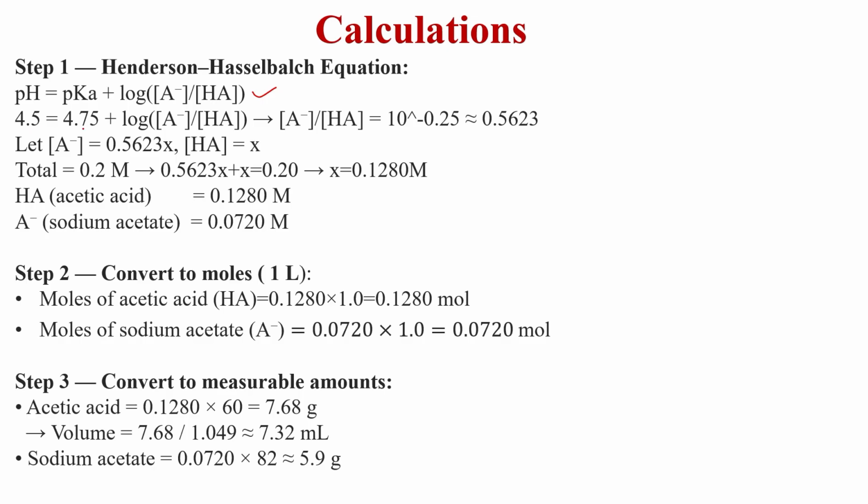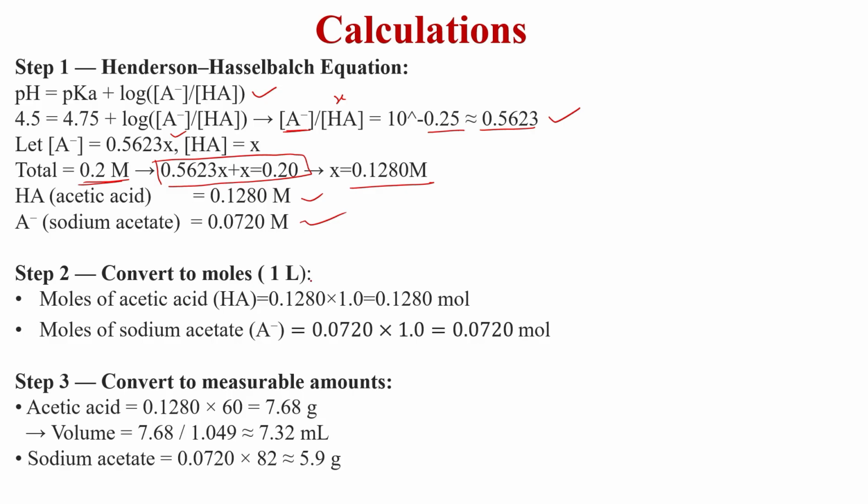4.5 is pH, 4.75 is pKa. So if we subtract it, it will be minus 0.25, and the salt by acid concentration will be 10 power minus 0.25, which is equal to 0.5623. Okay, now if we take HA concentration as X, then your salt concentration will be equal to 0.5623x. Now total is 0.2 molar. So from this equation we can have the value of X as 0.1280 molar. So acetic acid molarity required is 0.1280 molar and sodium acetate is 0.0720 molar.